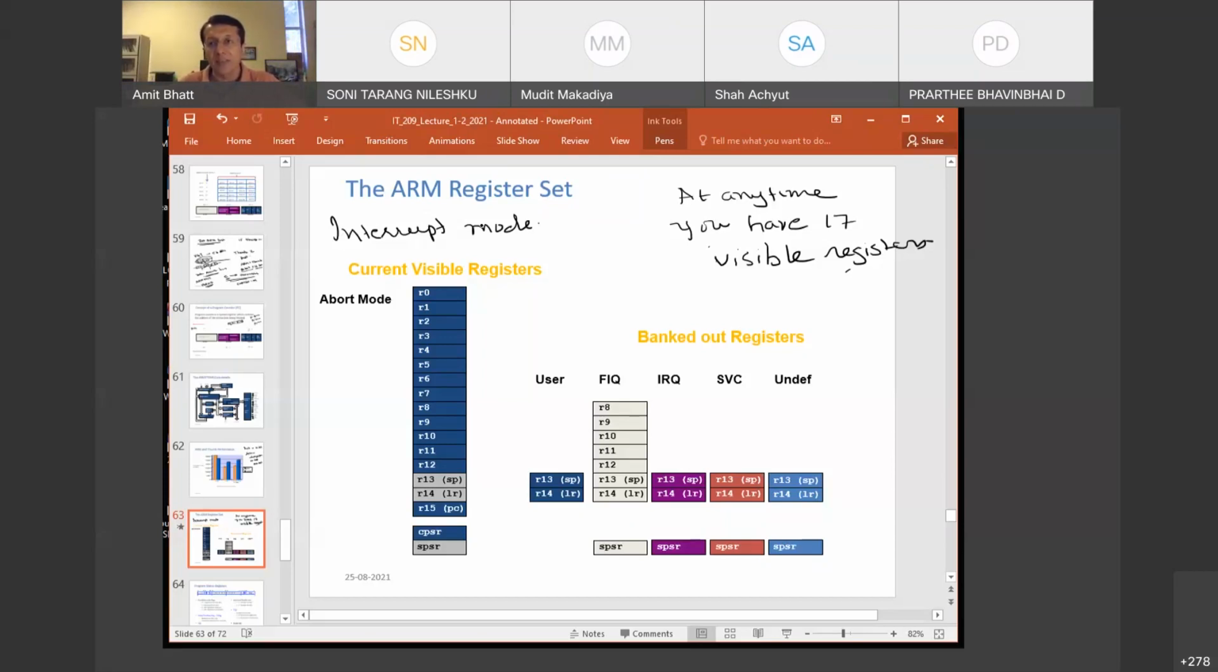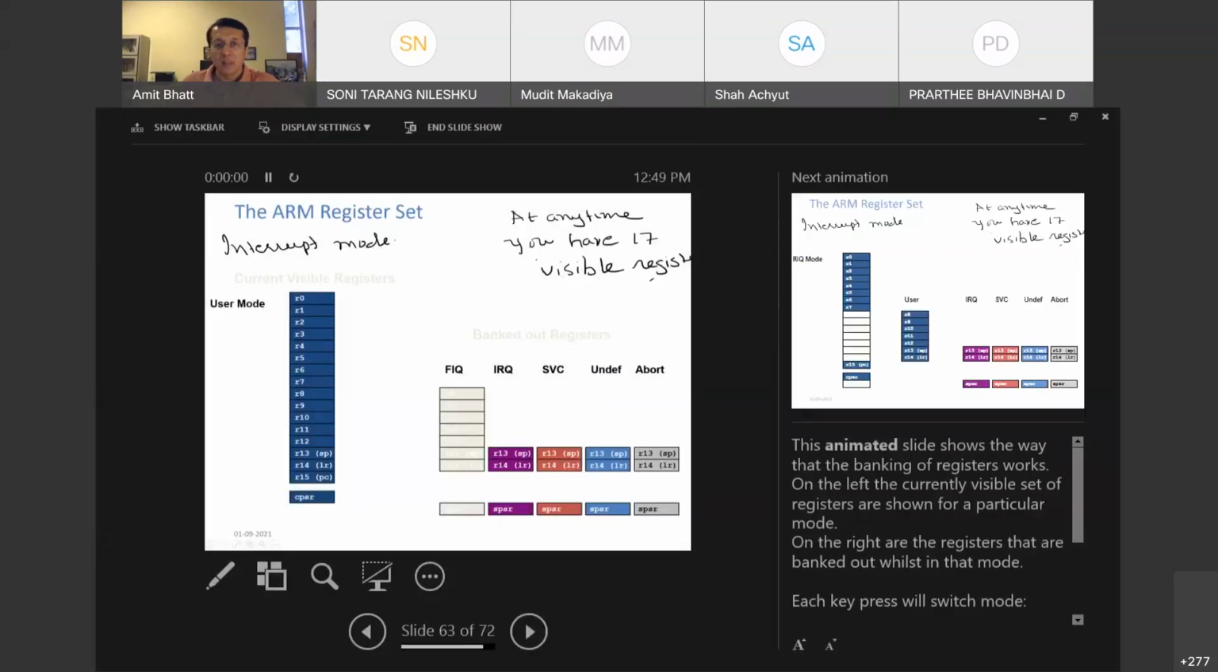So here's your answer. Suppose this is your user mode, right? This is your user mode, and in user mode, can you see the register? I mean, this is my slideshow.